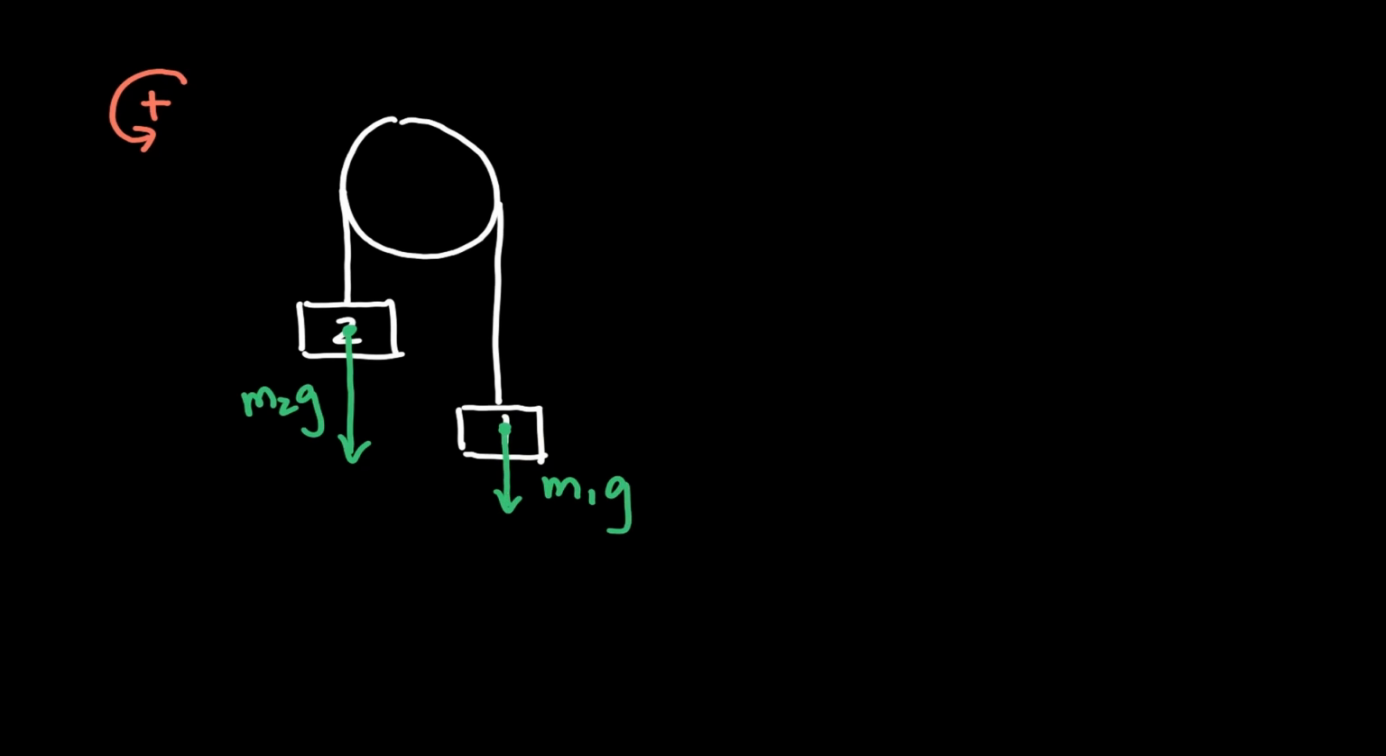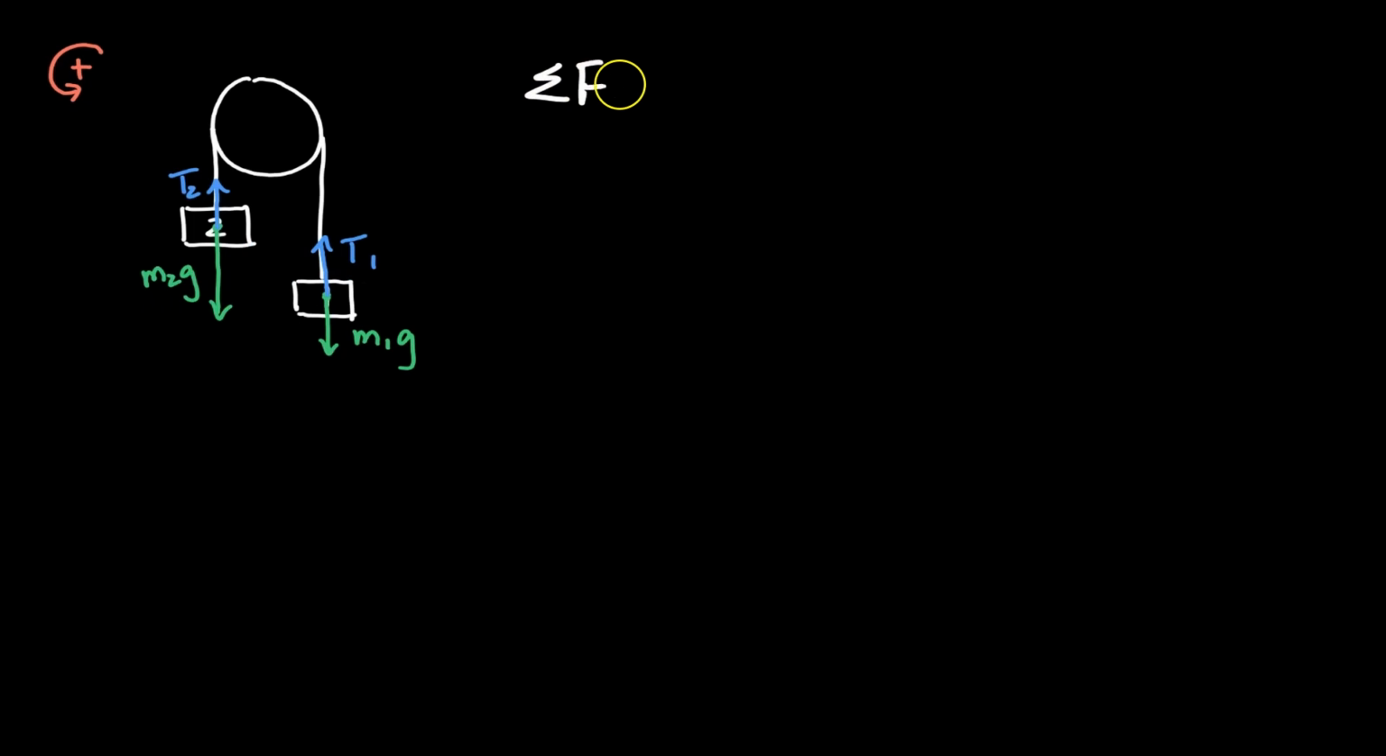There's gravity force on m2, which we'll call m2g, and gravity force on m1, which we'll call m1g. There's also a tension force on m2, which we'll call T2, and tension force on mass 1, we'll call T1. Notice that T1 is not equal to T2. Since the pulley has rotational inertia, it needs a net torque to rotate. So T1 and T2 are not equal to each other.